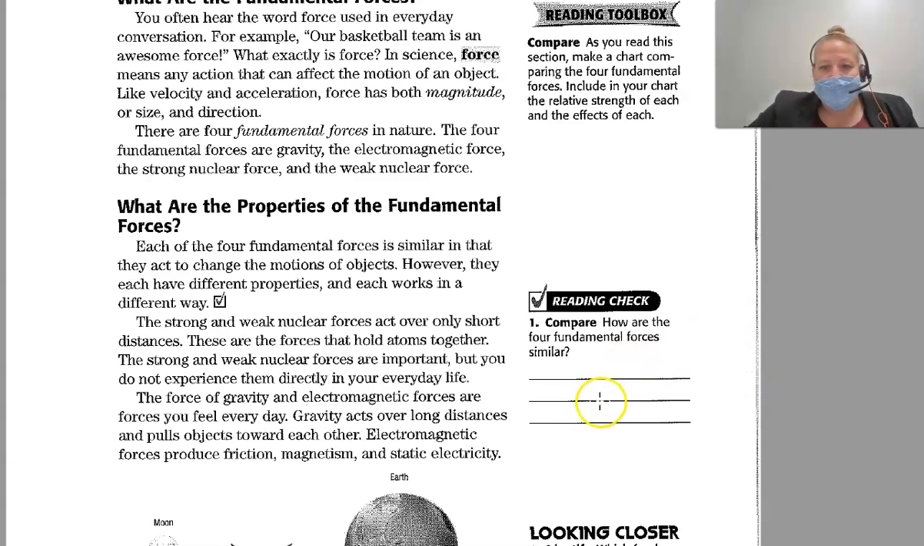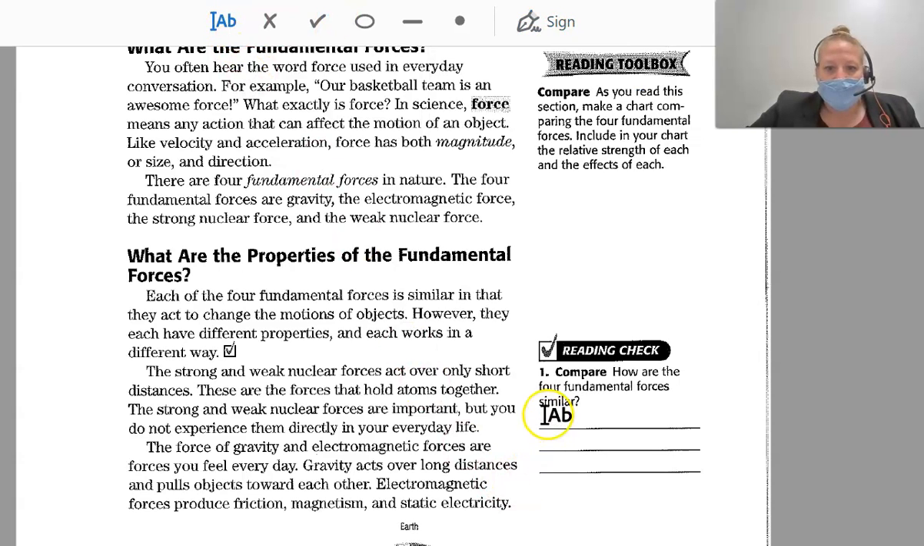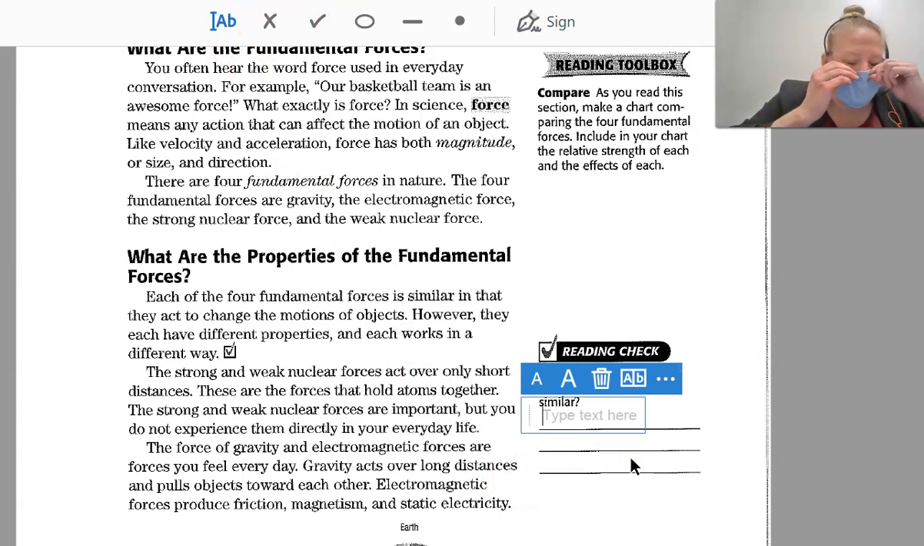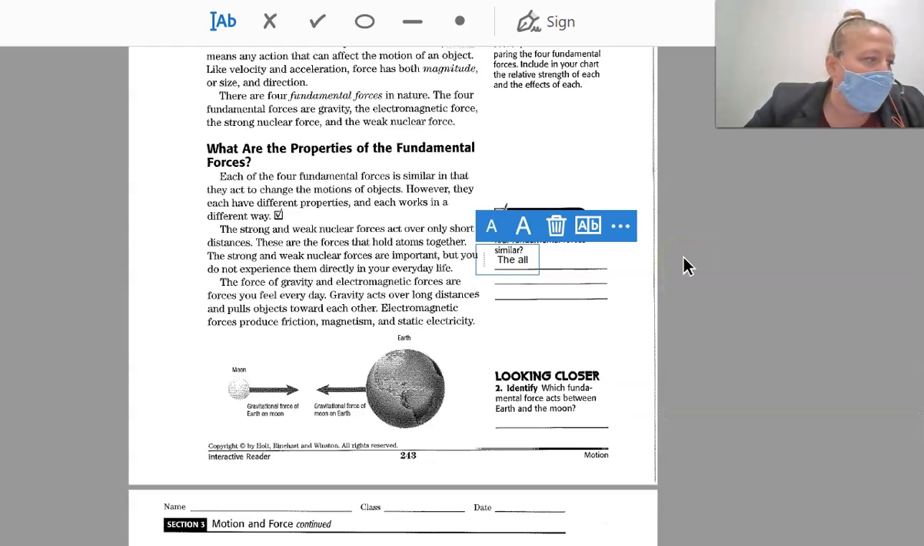Let's do a reading check. How are the four fundamental forces similar? So let me see if I can write here like I'd done before. They all act to change the motion of objects.